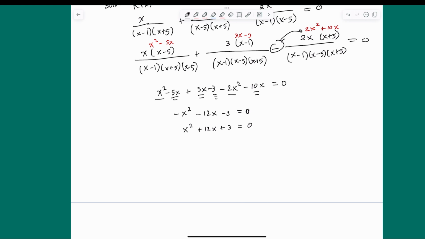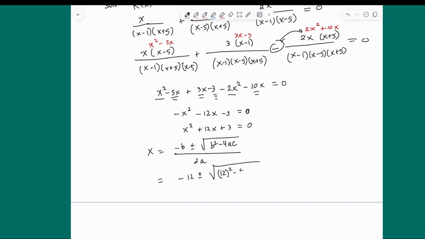All right, so I need to find those zeros, right? x is equal to minus b plus or minus the square root of b squared minus 4 times a times c, all over 2a. Okay, so we can see that our a is 1, our b is 12, and our c is 3. So we have minus 12 plus or minus the square root of 12 squared minus 4 times 1 times 3, all over 2 times 1.